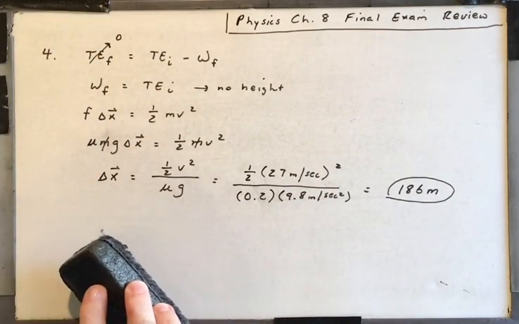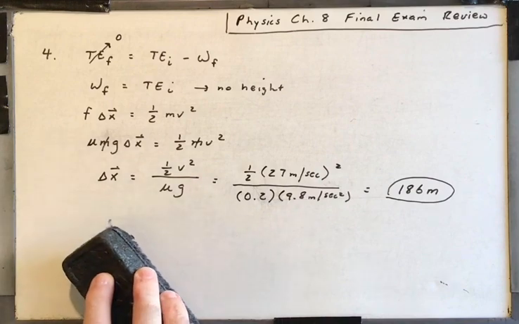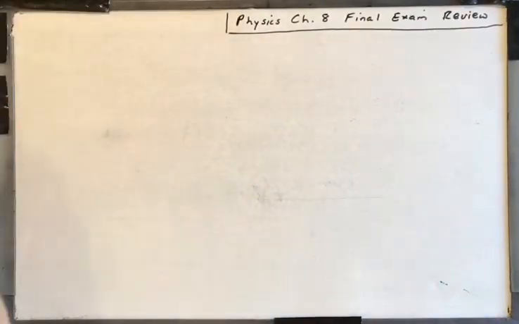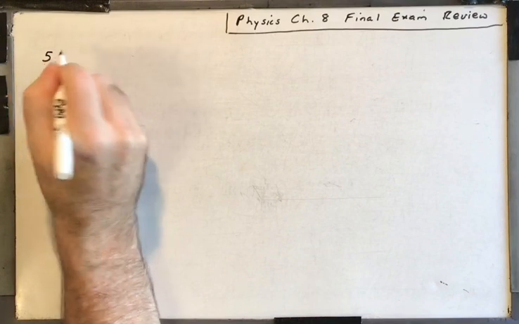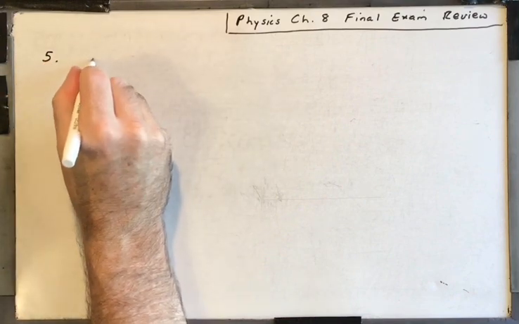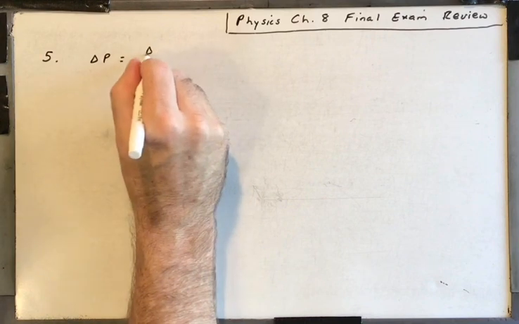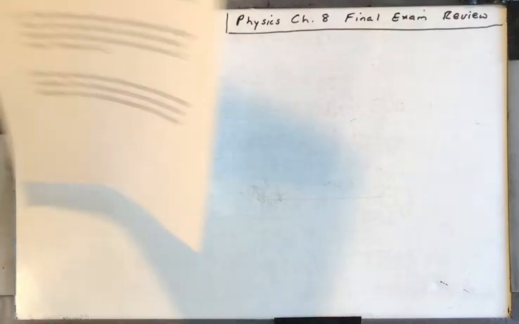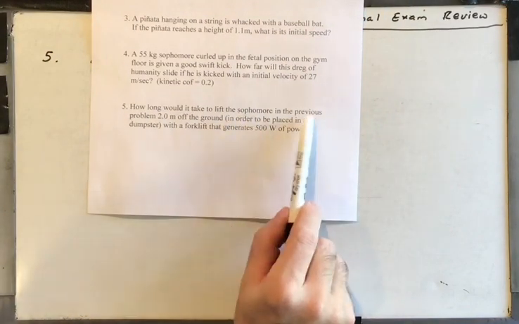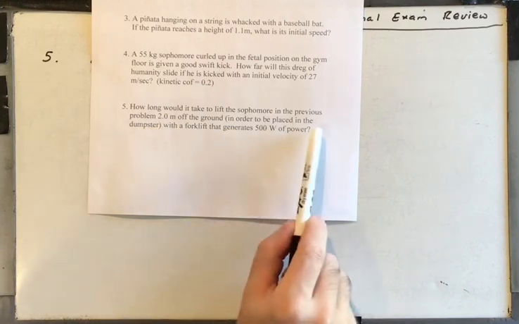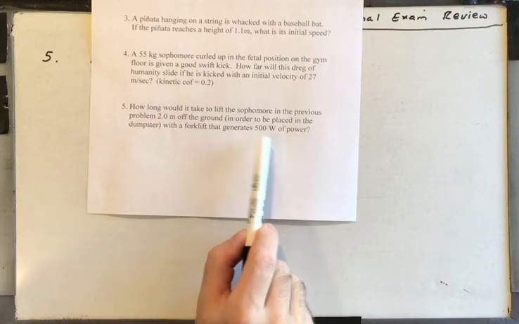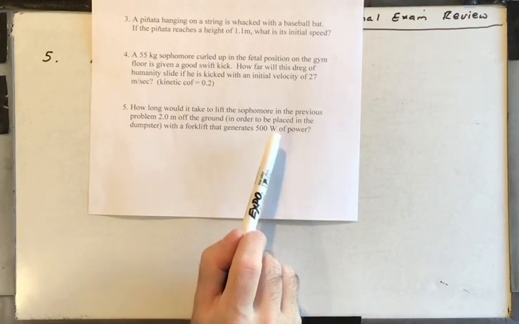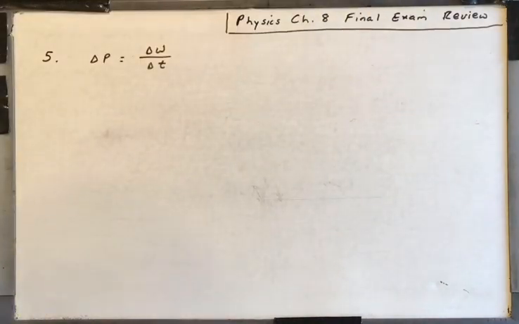And that's our next problem. We're assuming that the drag of humanity did make it to the dumpster. So let's finish up chapter 8. In this problem, we're going to use the power equation. Power is the change in work over change in time. It says, how long would it take to lift the sophomore in the previous problem 2 meters off the ground in order to be placed in the dumpster with a forklift that generates 500 watts of power? That's a weak forklift, I'll tell you that, because a hairdryer is 1,500 watts. So, whatever.